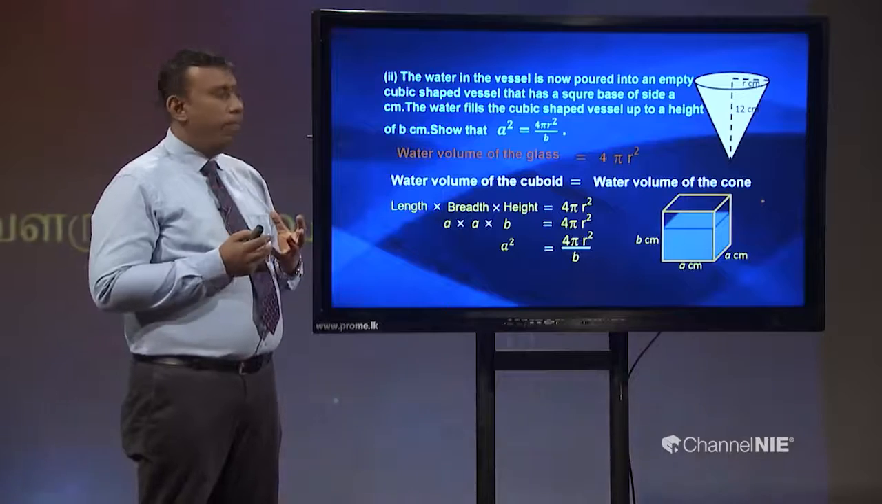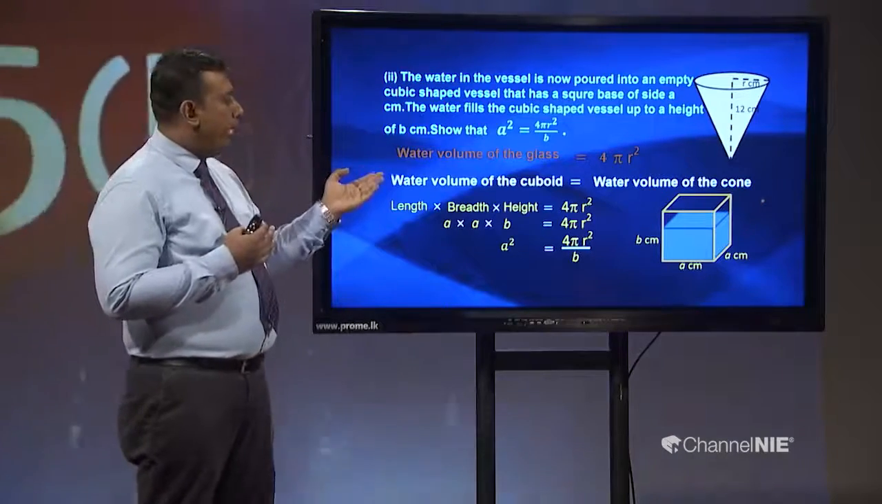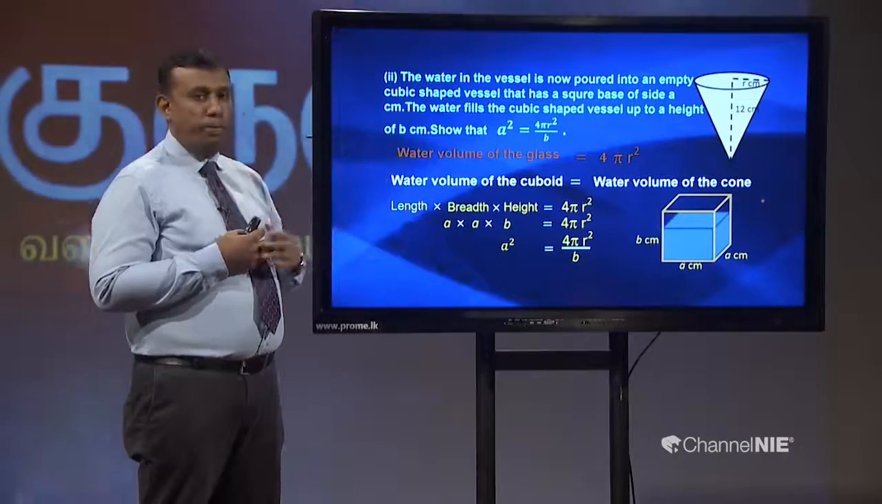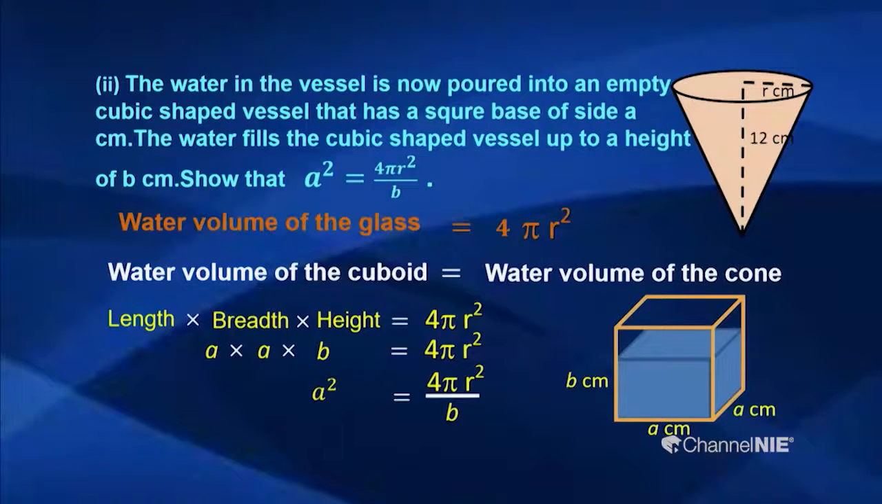So, therefore, we can make a relation. Water volume of the cuboid equals water volume of the cone, right. Then the water volume of the cuboid is length into breadth into height, but here the height should be the height of the water level, not the height of the cube. That is very important, keep that in your mind.